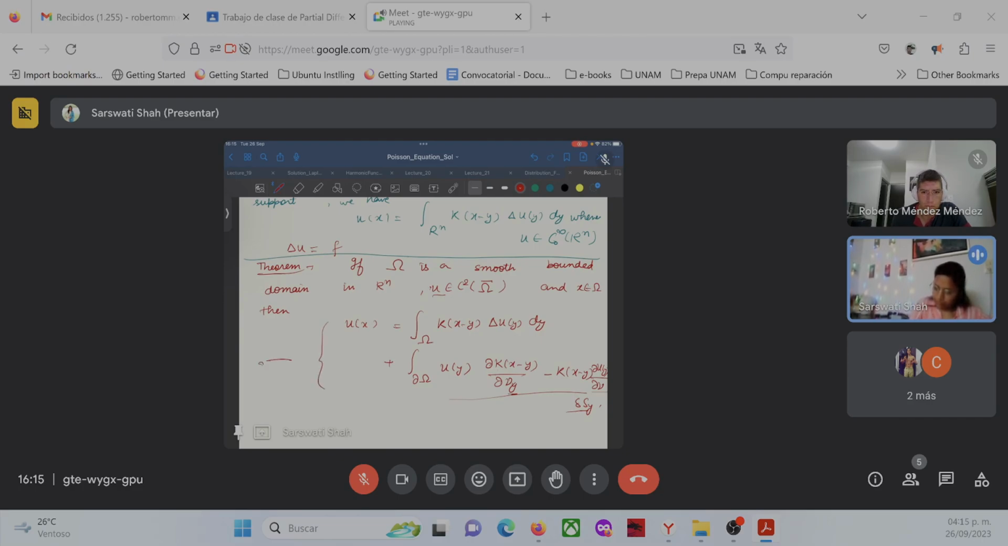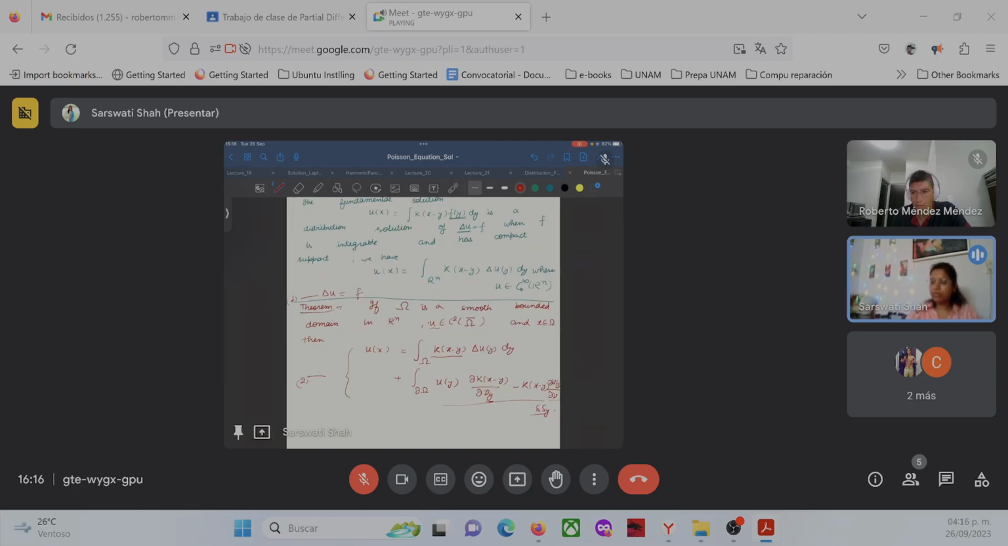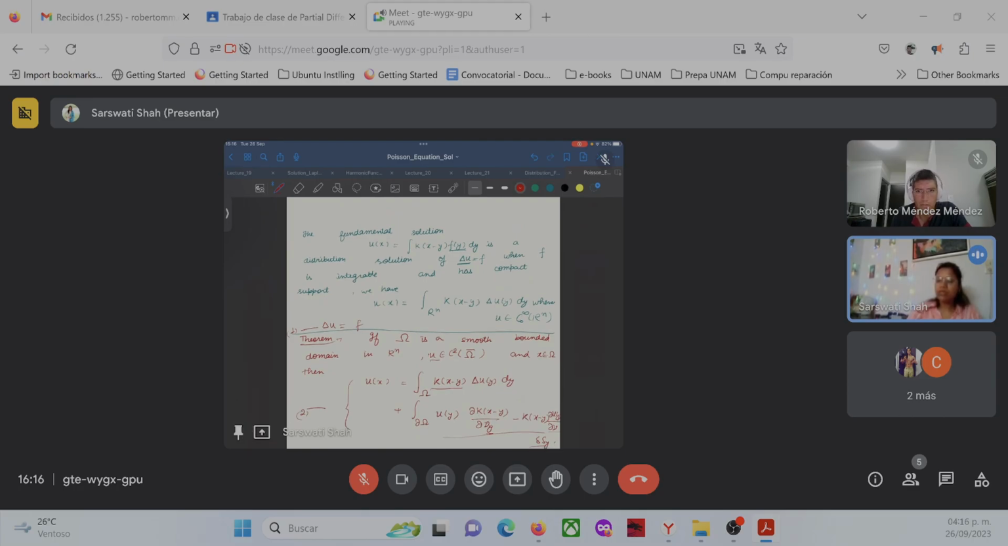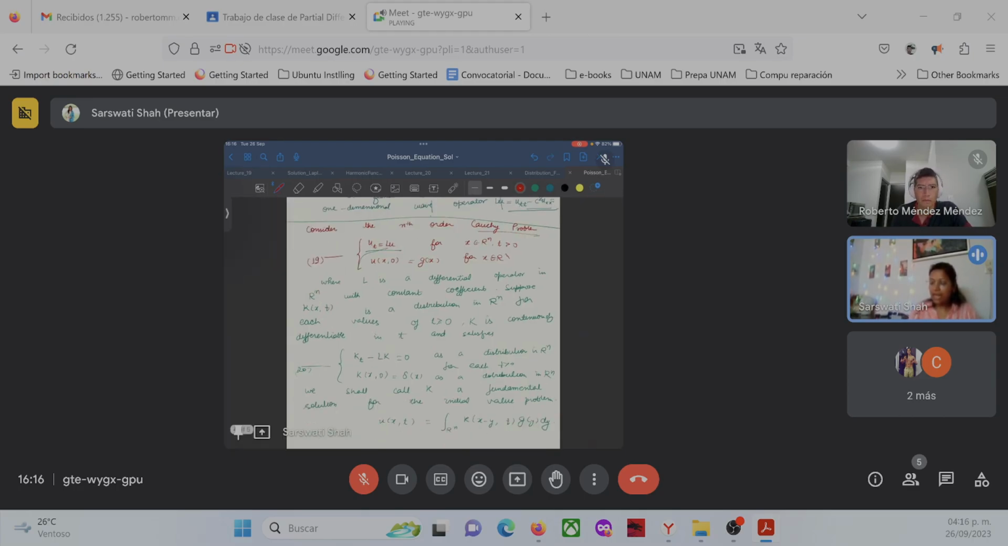Say this is equation number two. What was the idea of writing u? So we are writing the solution of the Poisson equation in terms of the fundamental solution k of x minus y. We already know the definition of the fundamental solution. So what was the idea?